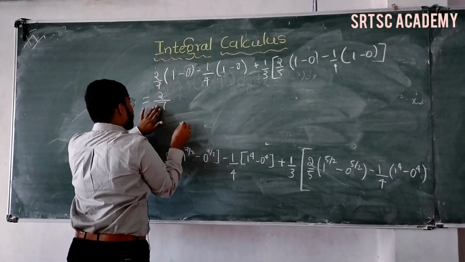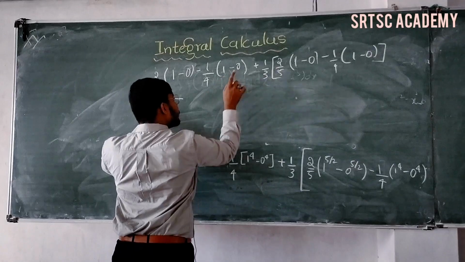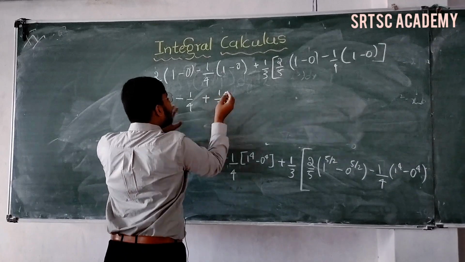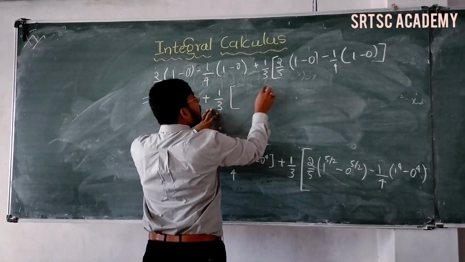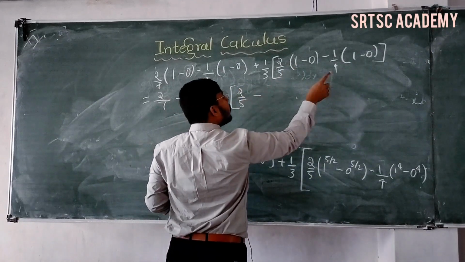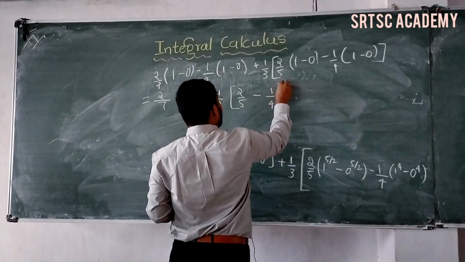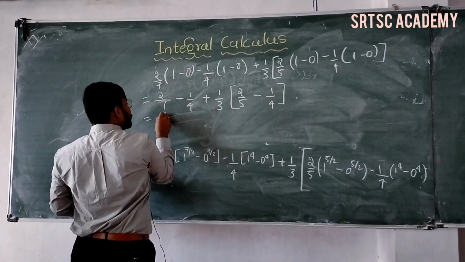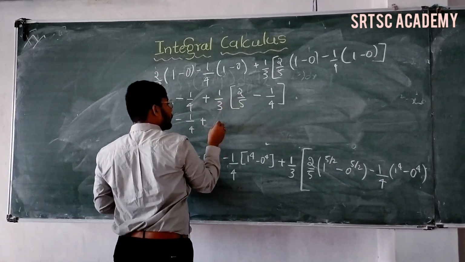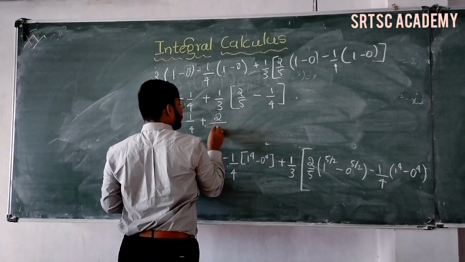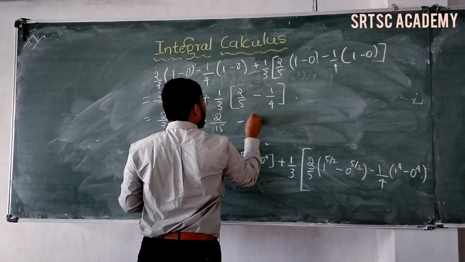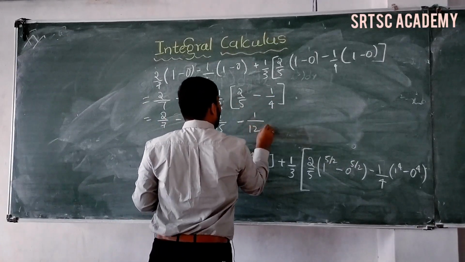2 by 7 into 1, 2 by 7 only, minus 1 by 4, 1 minus 0 is 1 only, 1 into 1 by 4 is 1 by 4, plus 1 by 3, 1 by 3 into 1 minus 0 is 1, 1 into 2 by 5 is 2 by 5, minus 1 into 1 by 4, that is 1 by 4. Okay. That is 2 by 7 minus 1 by 4 plus 1 into 2, 3 into 5, 15 minus, plus into minus minus 1 by 3, 1 by 1 into 1, 1 and 3 into 4, 12, 1 by 12.